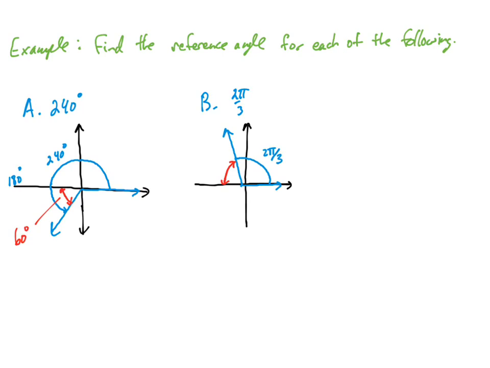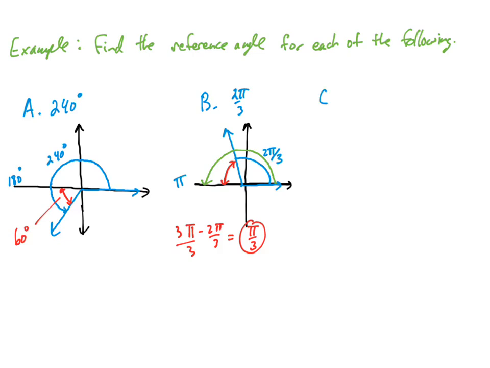Now, halfway around the circle is 180 degrees, or in radians, it's pi. So how we can think about this is halfway around is pi, and then we want to subtract that 2 pi over 3. So we're going to say pi minus 2 pi over 3, and that will be the reference angle. So this is 3 pi over 3, so we're left with pi over 3 as the reference angle here.